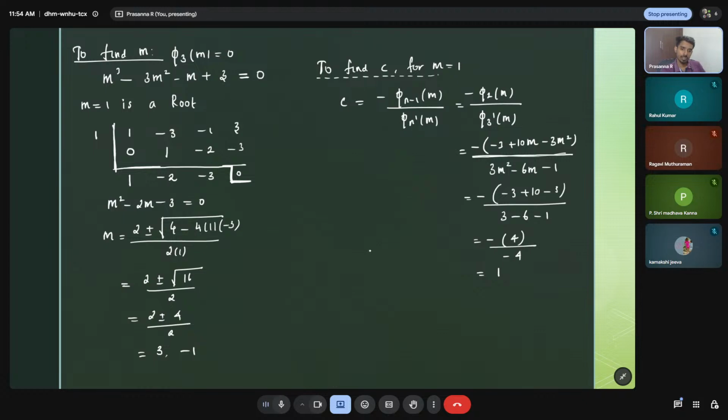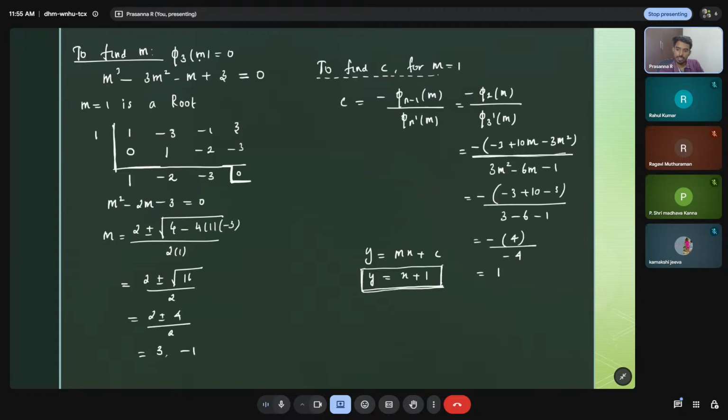So that means your first oblique asymptote is y is equal to mx plus c, so x plus 1. So y is equal to x plus 1 is your first oblique asymptote to this curve, right?